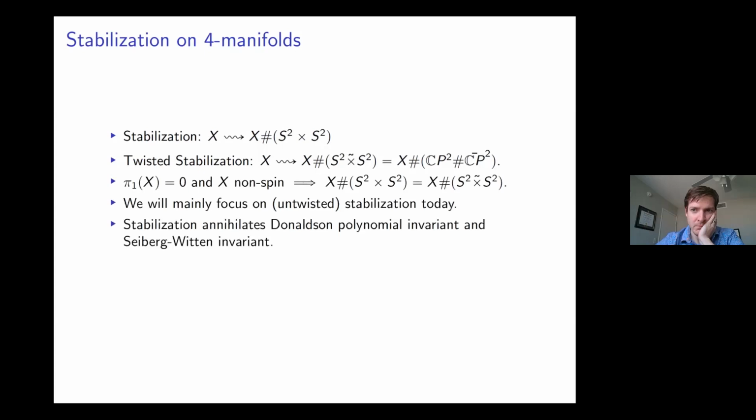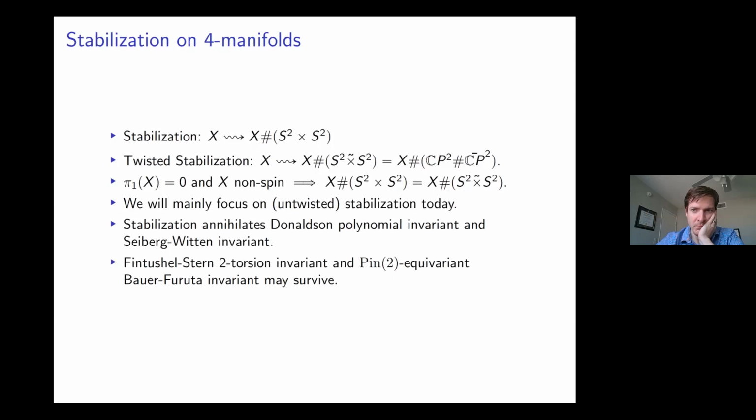I want to make the remark that this operation, stabilization, actually annihilates a lot of gauge theoretic invariants. In particular, it makes the Donaldson polynomial invariant and the Seiberg-Witten invariant vanish. So this is a challenge for using gauge theory to study this operation, because doing it will just make those invariants zero, and you can't use them to say interesting things.